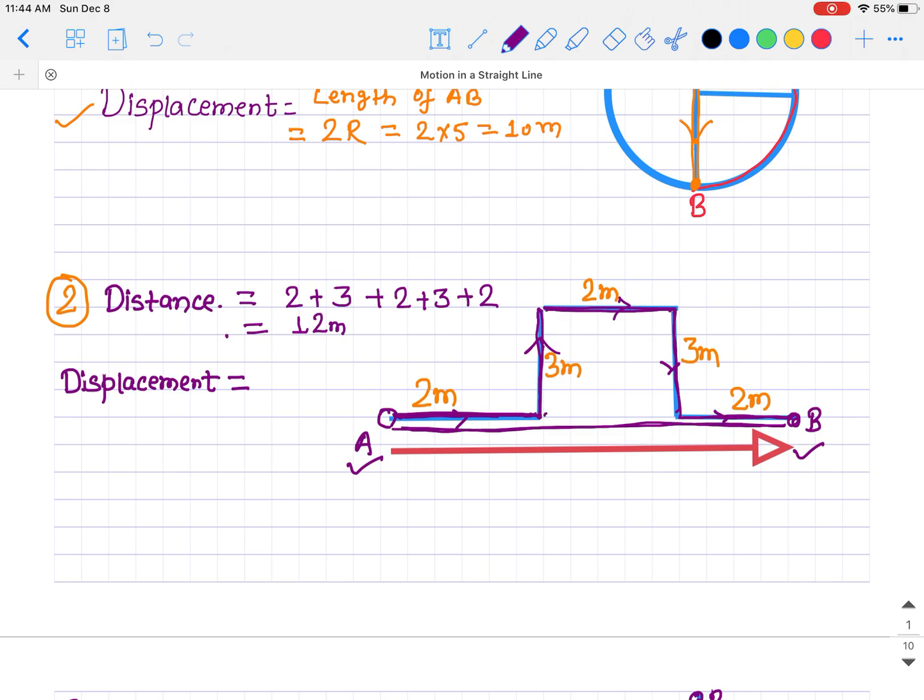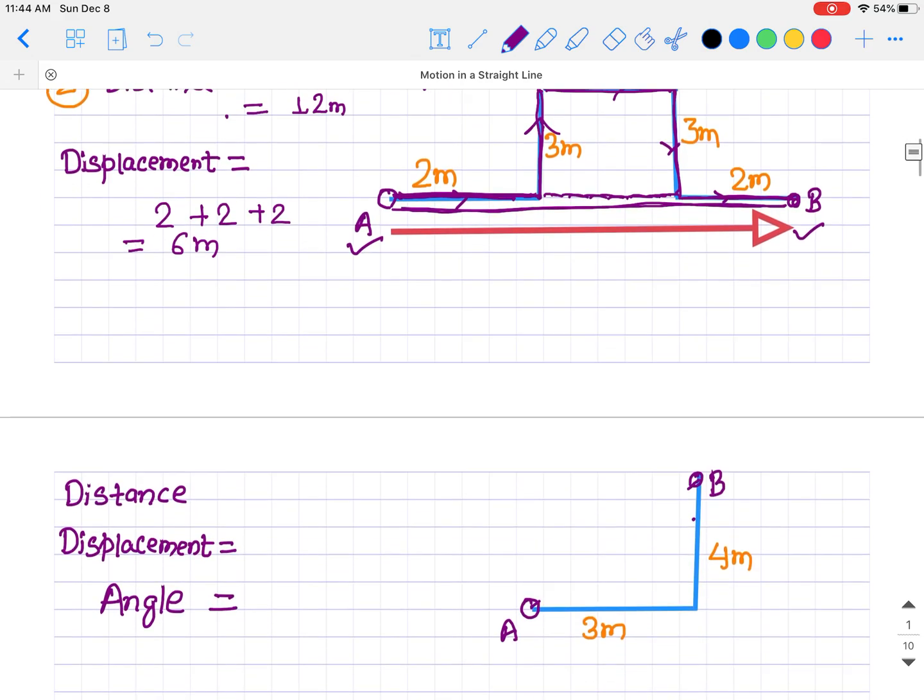This length is 2 meter, this is 3 meter, and this is 2 meter. So the total displacement is 2 plus 2 plus 2. The first 2 is this length, the second 2 is this length here, and the third one is this length. So the total displacement is 6 meter.